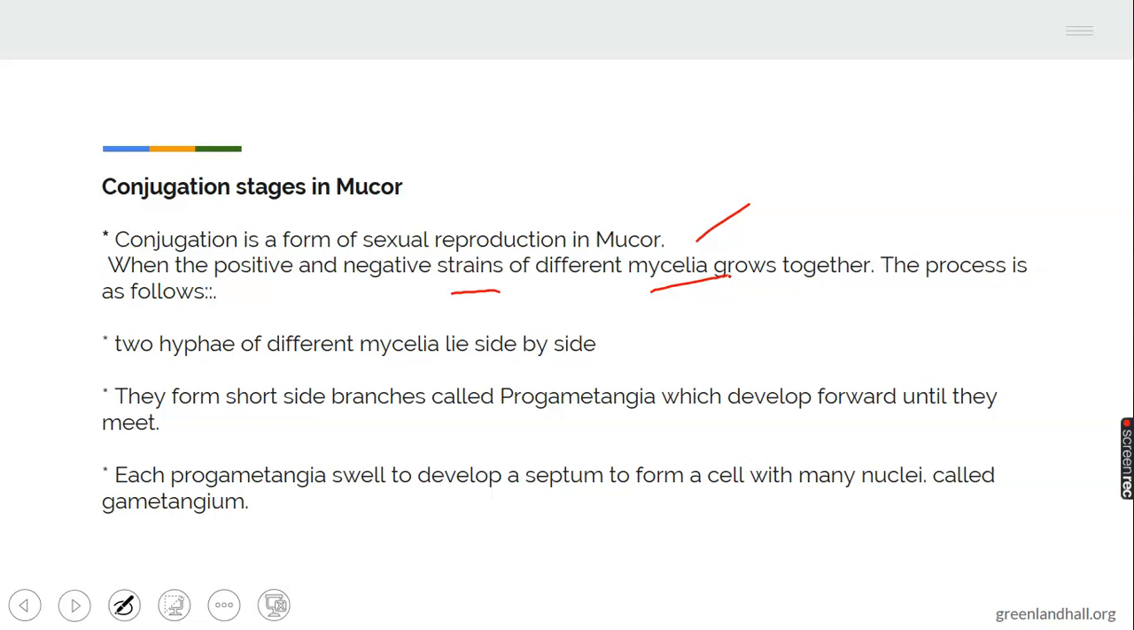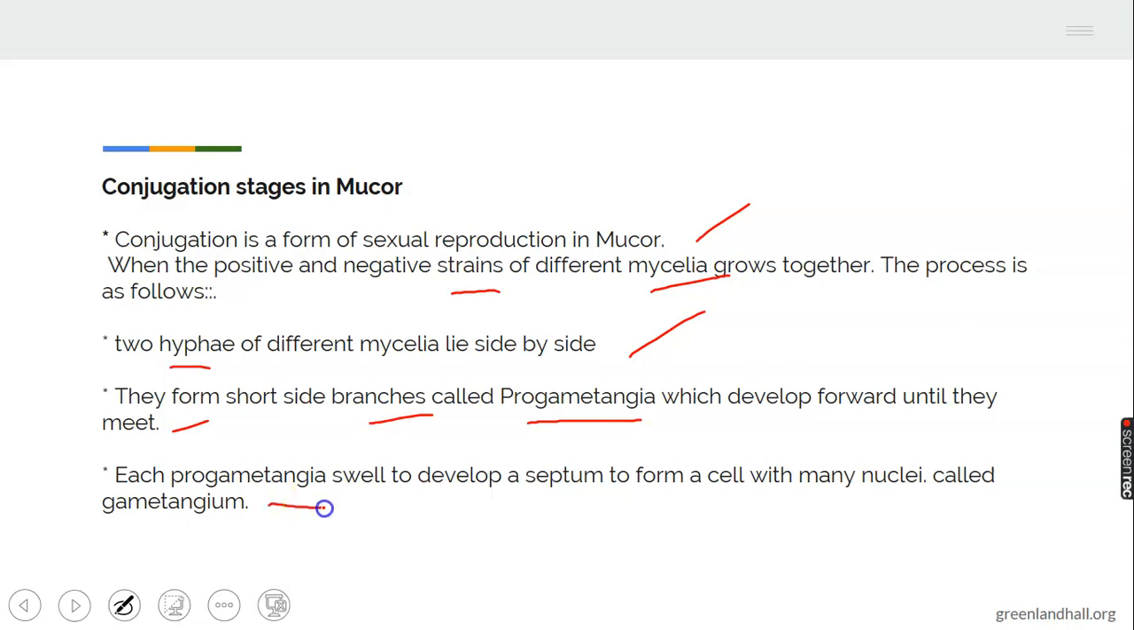And the process of conjugation in mucor is as follows. The hyphae, what we call first root, of different mycelia, lie side by side, just like we have in the Paramecium where the 2 conjugates lie side by side. They form short side branches called progametangia, which develop forward until they meet. That is, the structure formed develops until it meets the other one.